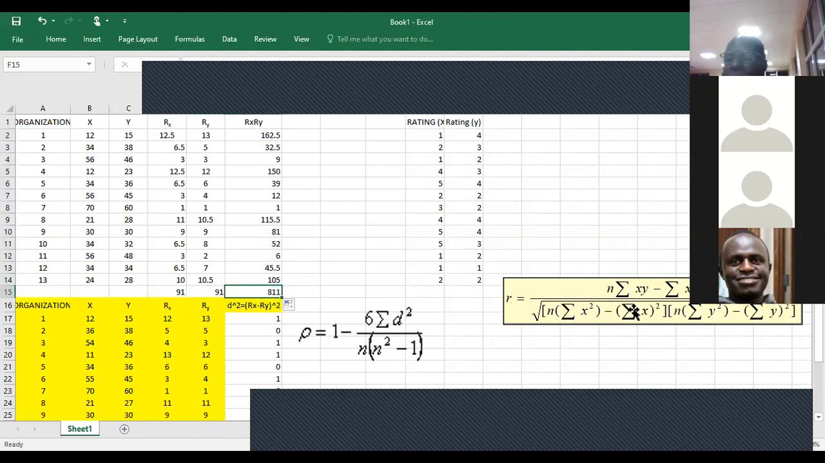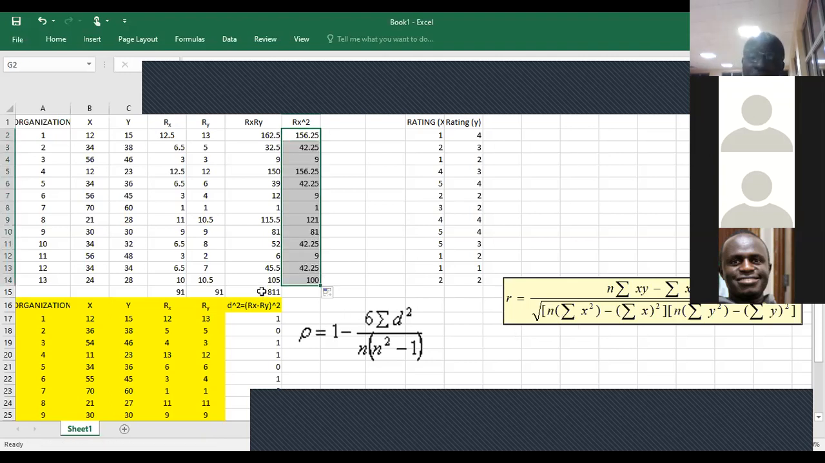The sum of R of X times R of Y. Then I also need sigma R of X, it is here. Sigma R of Y, it is here. I don't have to read again. Then I also need the R of X squared column. Where is R of X? It is this one, squared. And that is it. And what do you do with that? You sum them. It's here.